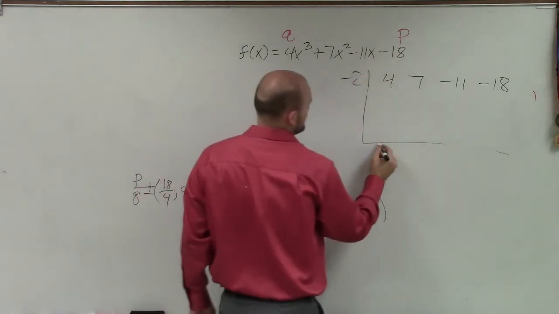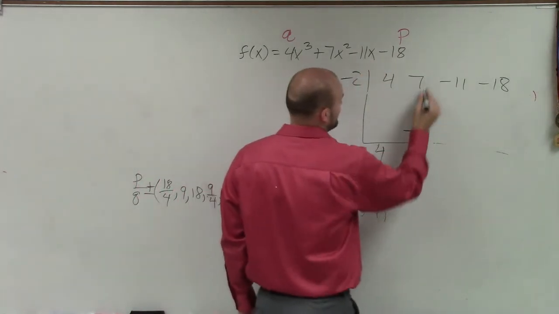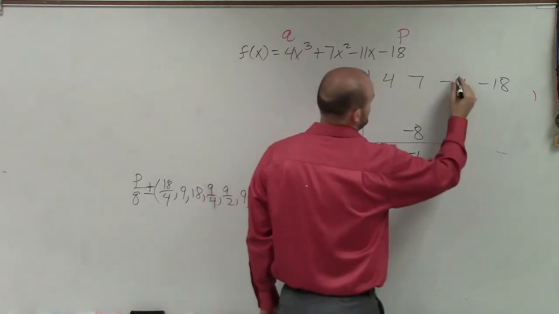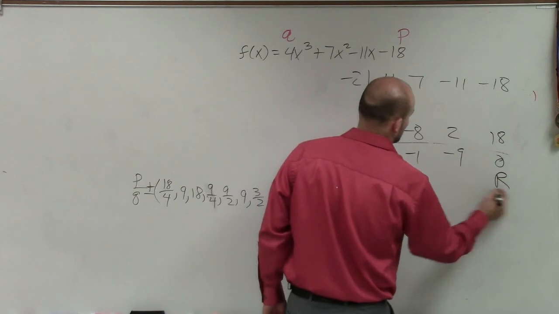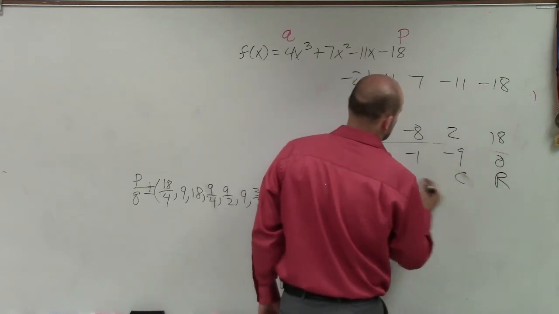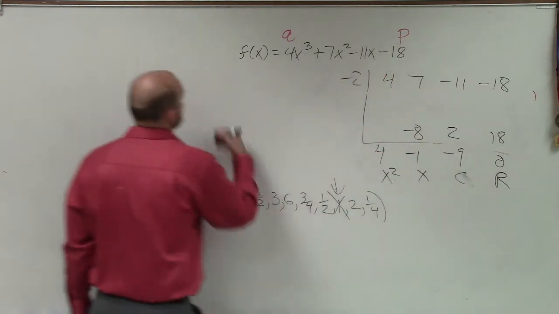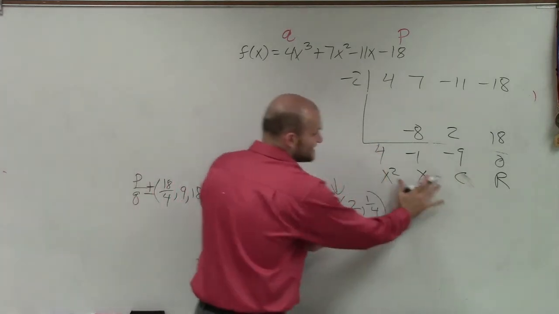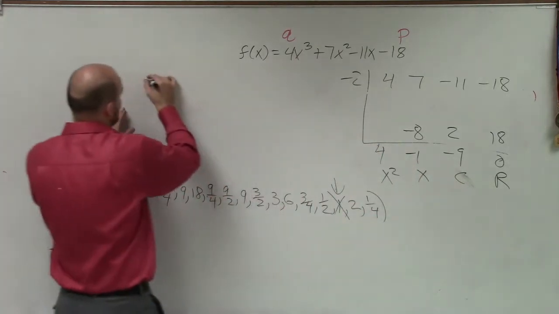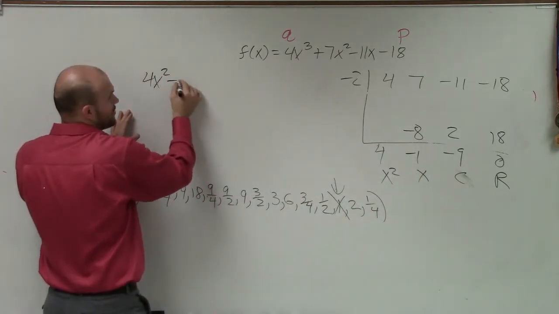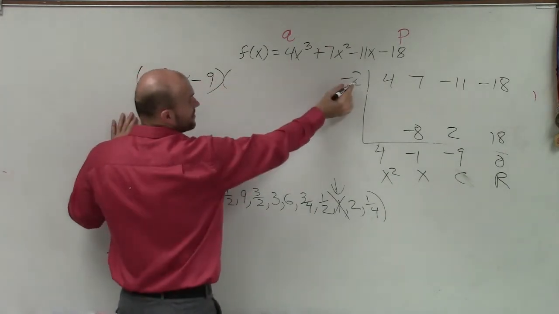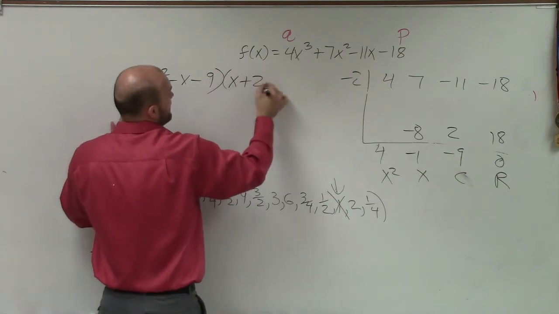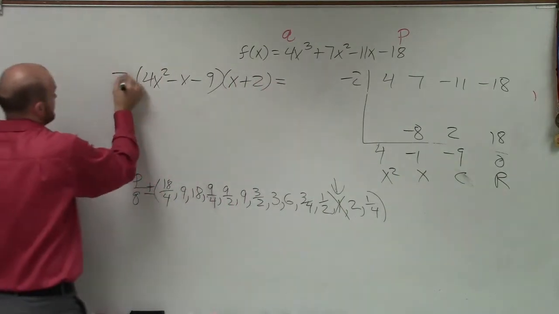So let's do this. I bring down the 4. 4 times negative 2 is going to be negative 8. Negative 1, 2. This becomes negative 9. Positive 18, 0. So therefore, you have no remainder. Constant, linear, quadratic. So now I know that this is going to be my factor, right? So I can write that as 4x squared minus x minus 9. I know that times x plus 2, if that's a 0, then that's a factor, right?